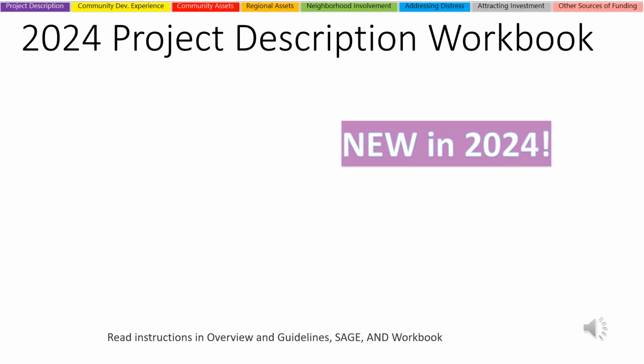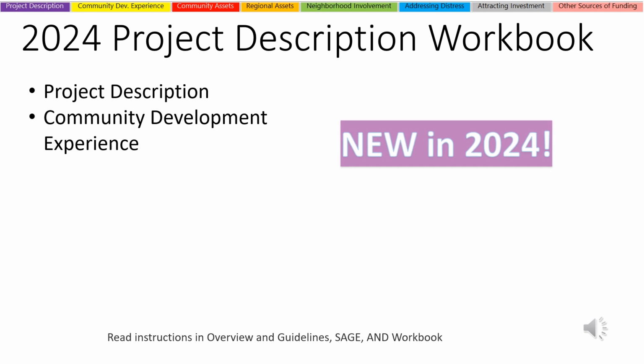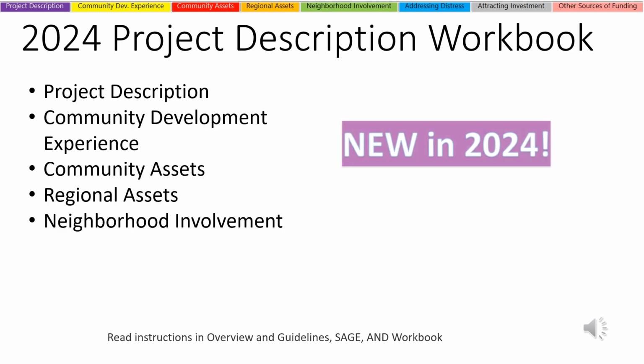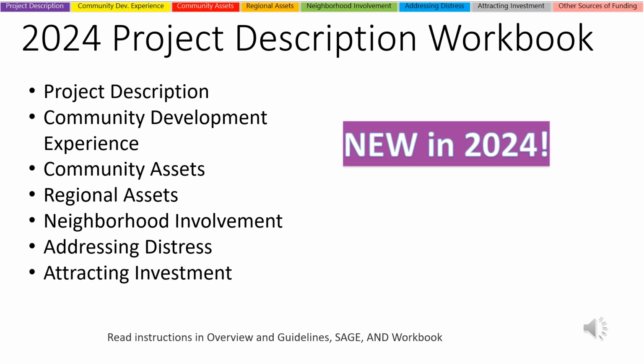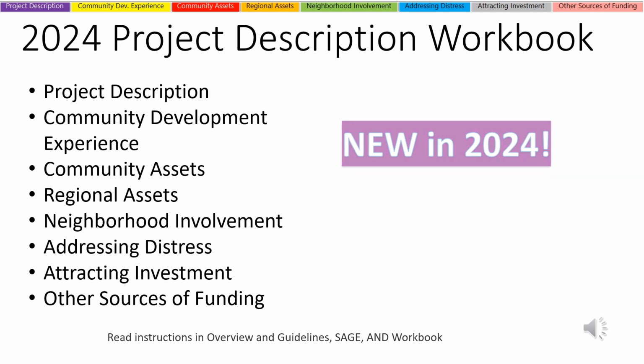The 2024 Project Description Workbook is new for 2024. This workbook will contain much of the data that was previously entered in SAGE. Project description, community development experience, community assets, regional assets, neighborhood involvement, addressing distress, attracting investments, and other sources of funding all have a tab in the workbook. Each section will be scored individually, so it is very important that you complete every tab in this workbook.